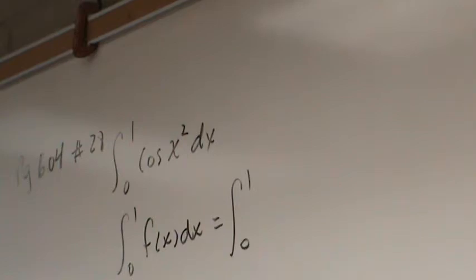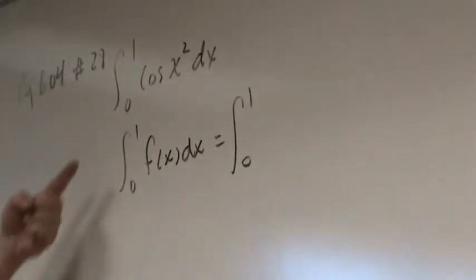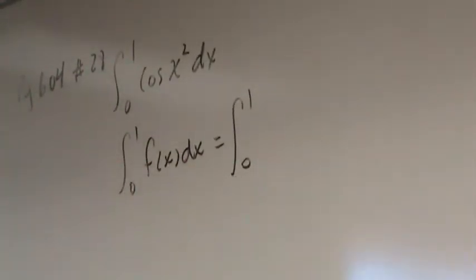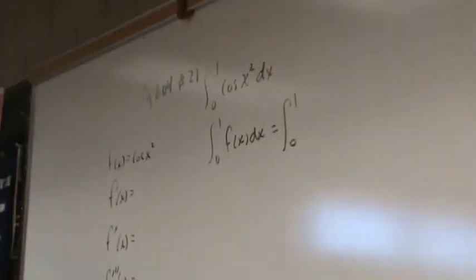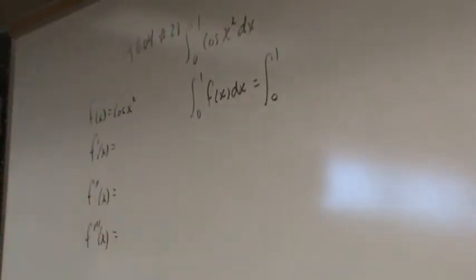Well, one way to do it would be to get the Taylor expansion for this, or the Maclaurin expansion, because I'm going to have it centered at 0. So I'm actually going to do f of x equals cosine x squared, f prime of x equals the derivative of that, f double prime of x equals the derivative of that, f triple prime of x equals the derivative of that, and then I'll just construct my Maclaurin polynomial.